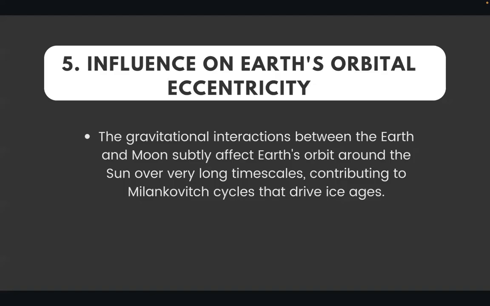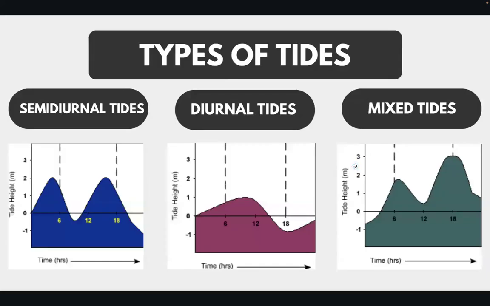Before I wrap up, let me quickly share the three main types of tides. First, semi-diurnal tides. These are two high tides and two low tides of about the same size each day. Second, diurnal tides. This is one high tide and one low tide per day. Lastly, mixed tides. These are two high tides and two low tides, but of different sizes. Thank you.